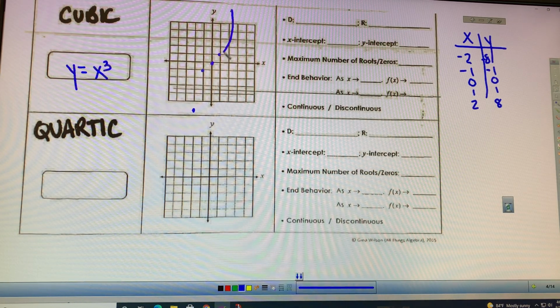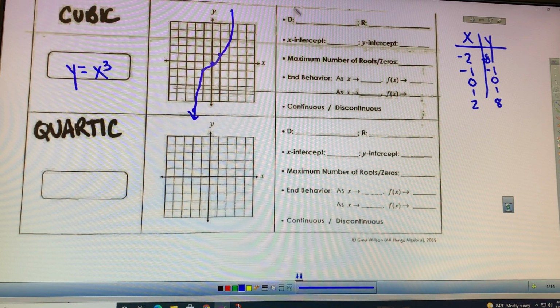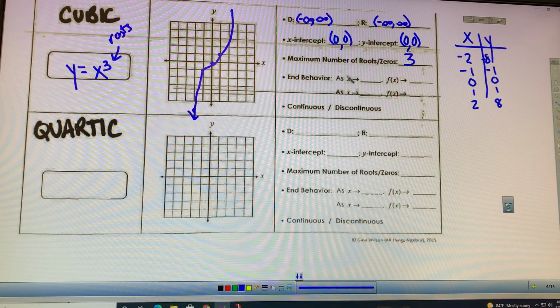Okay, and here's our function. The domain, all real numbers, which means negative infinity to positive infinity. Same thing for the range. There are no restrictions. X-intercept and Y-intercept for the parent function, 0, 0. Maximum number of roots. Remember, it comes from right there. That tells us how many roots we need, and there are 3.